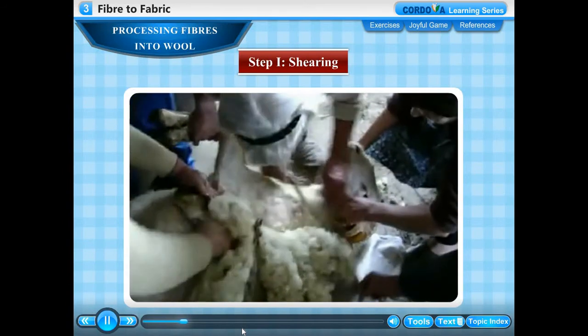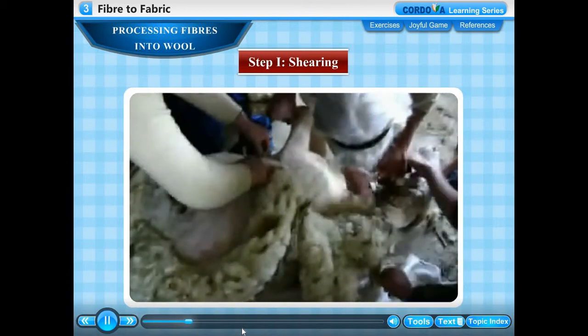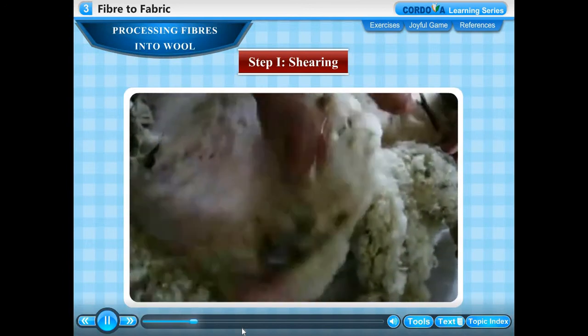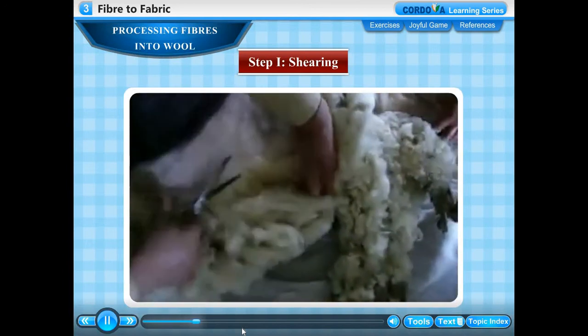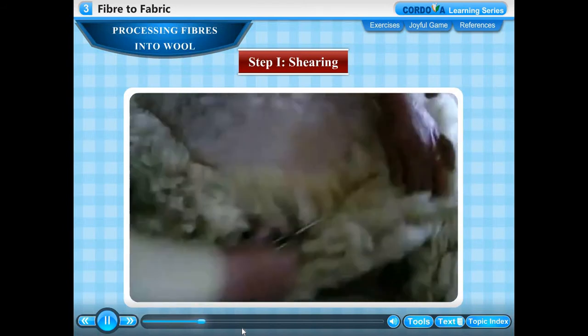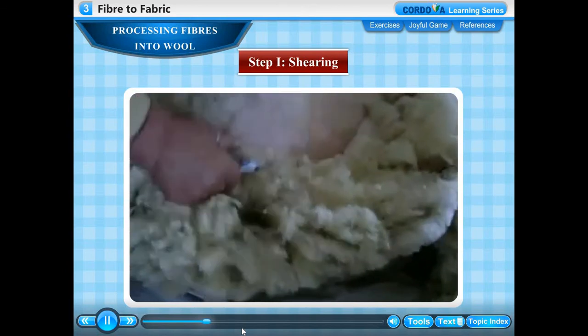It is done manually with a large razor or with an electrically driven shearing machine. The process of removing hair from the body of a sheep is called shearing. Shearing does not hurt the sheep because the uppermost layer of the skin of the sheep is dead.